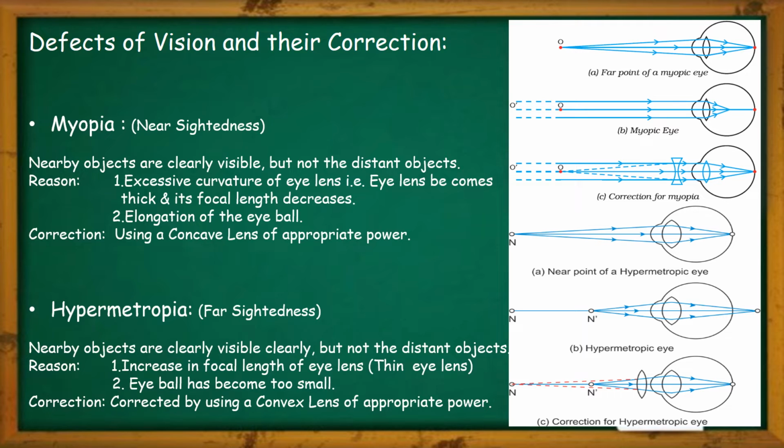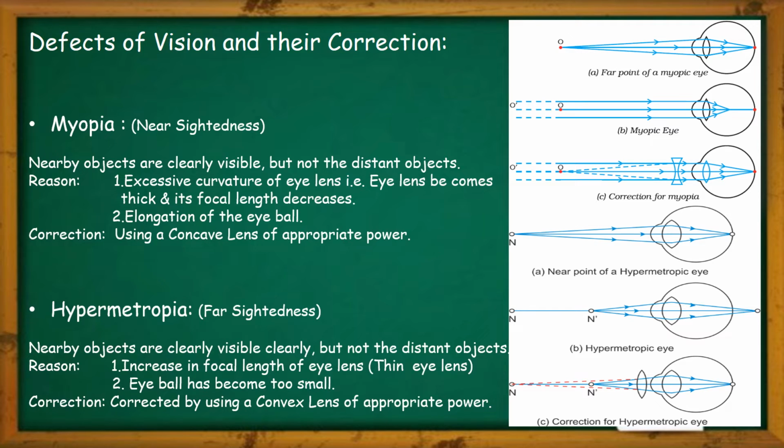The reasons for these defects are the increase in focal length of our eye lens, or the eye lens becoming thin, and second, if the eyeball has become too small. Due to these two reasons, this kind of eye defect happens. Then what can be done for the correction of this eye disease?